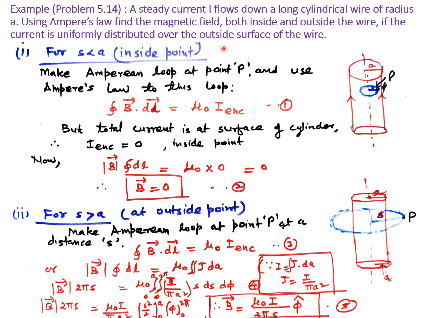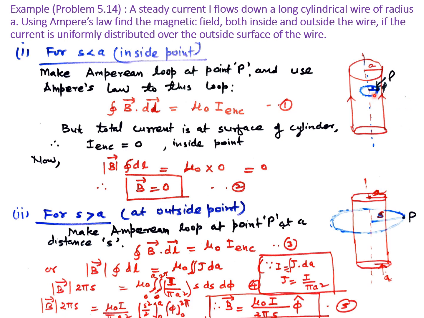Now another example is, if we have a current carrying thick wire or a cylindrical wire, and the total current is at the surface of this wire. So you can think of a cylinder which has a radius small a, and we have to find the magnetic field at an inner point of this wire and an outer point of this wire.